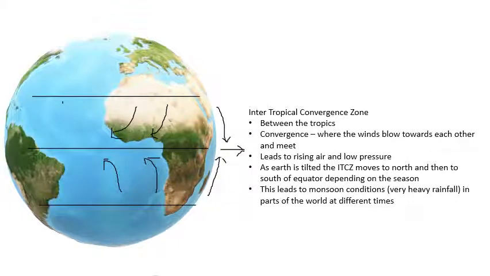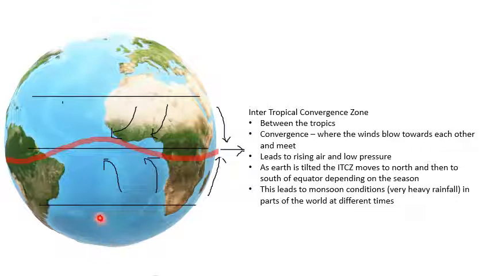But as we've already said, we know that the Earth is at a tilt. So what that leads to is actually this area of highest energy doesn't sit directly on the equator, but it can vary to the north and to the south, depending on the time of the year. And this is what is known as the intertropical convergence zone.